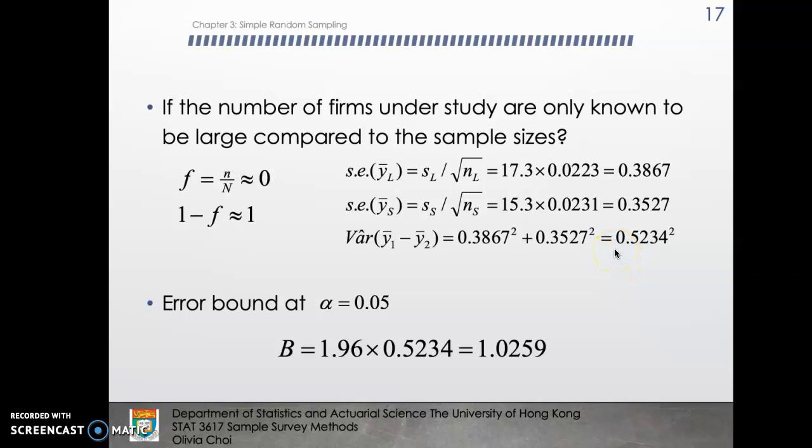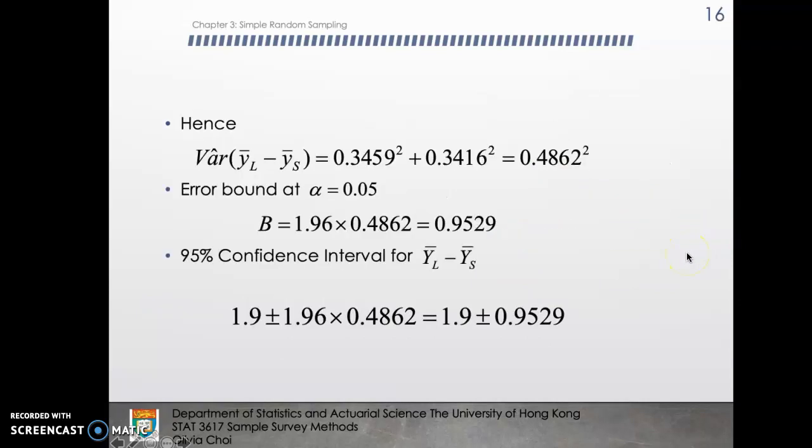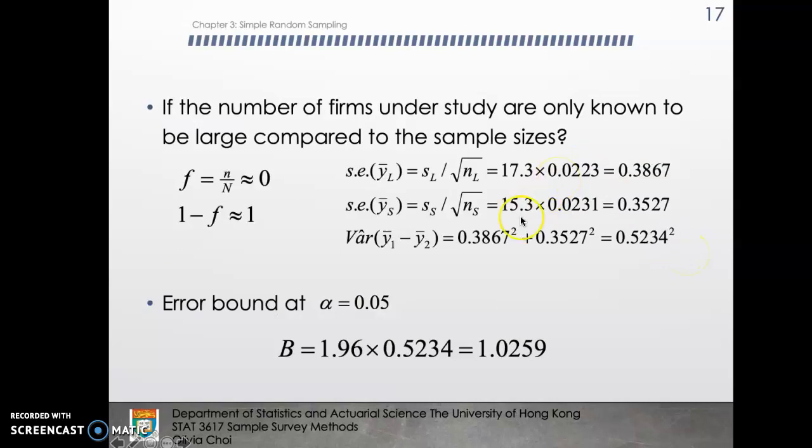The variance that we estimate for our mean difference is slightly larger than the previous one. As a result, the bound of error is also slightly wider.